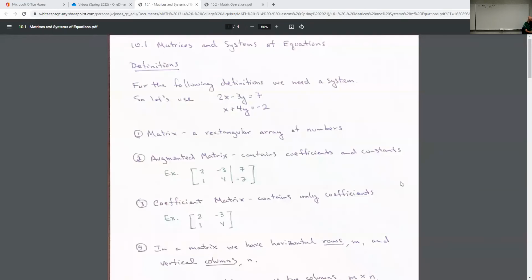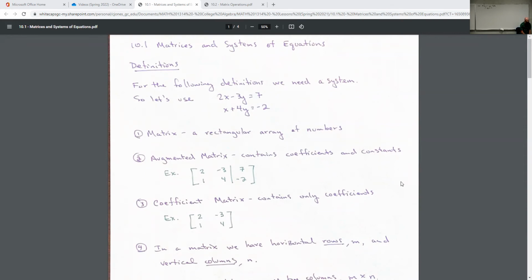All right, so here, first of all, we need a system to be able to talk about our definitions. So the first thing there is putting up just a simple 2x2 matrix. When I say 2x2, meaning 2 equations and 2 variables. So that's what we're looking at there. All right. So 2x minus 3y equals 7. x plus 4y equals -2. That's my system that we're going to look at.